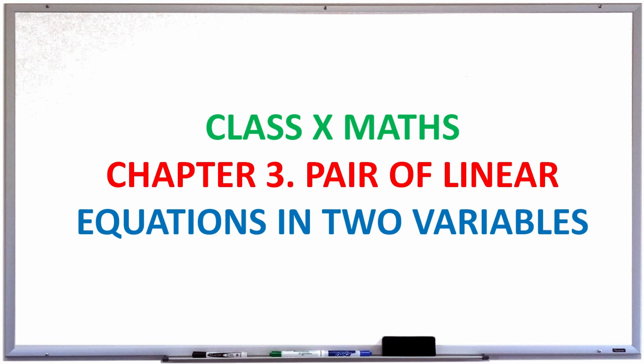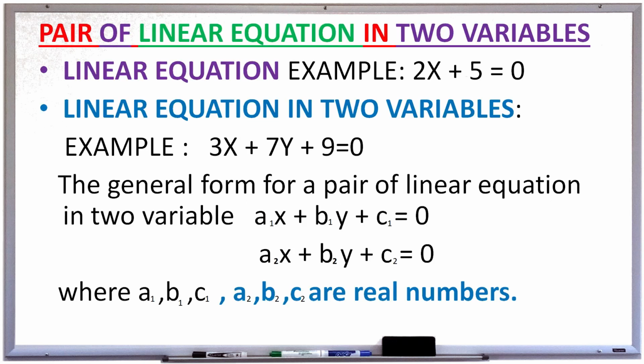Today's topic, chapter 3, pair of linear equations in two variables, class 10 maths. You have studied in 9th standard about linear equations. For example, 2x plus 5 is equal to 0. This is a linear equation with the coefficient of x as 2 and power of x as 1. So it is a linear equation with one variable.